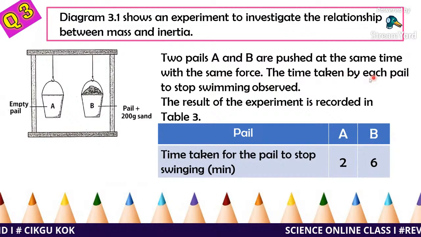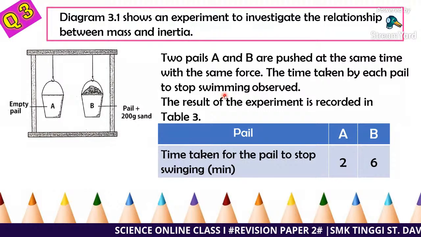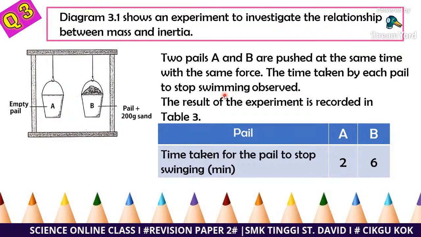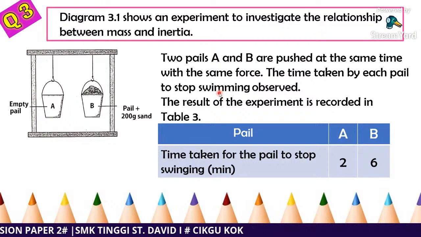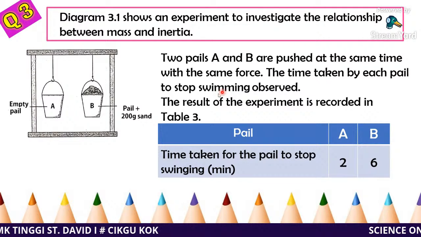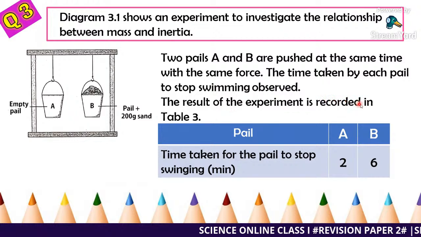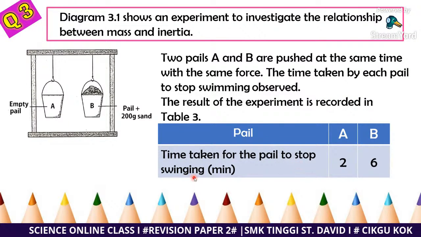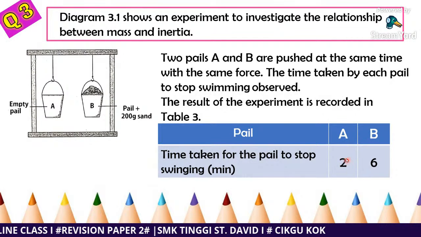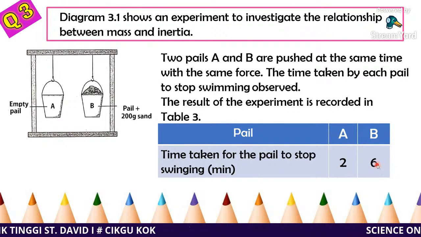Okay, the time taken by every pair to stop swinging. Sorry for the typing, this one should be swinging, not swimming. Swinging is observed. Now the result from the experiment is recorded in the table. Time taken for the pair to stop the swinging: A, they take 2 minutes. B, they take 6 minutes.